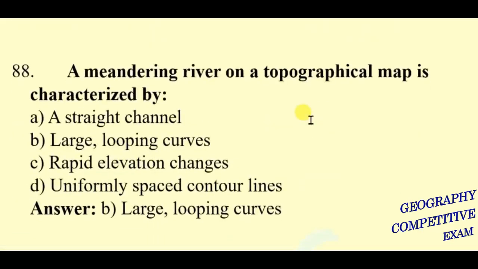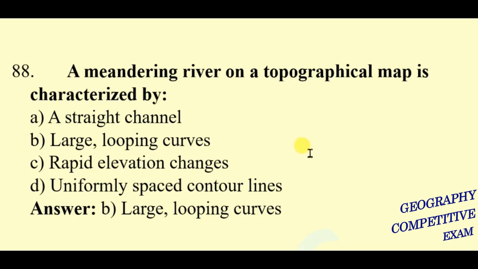Question 88. A meandering river on a topographical map is characterized by a straight channel, large looping curves, rapid elevation changes, uniformly spaced contour lines. Here the right answer will be large looping curves. What is a meandering river? A river where the channel is curved. That type of river is called a meandering river.